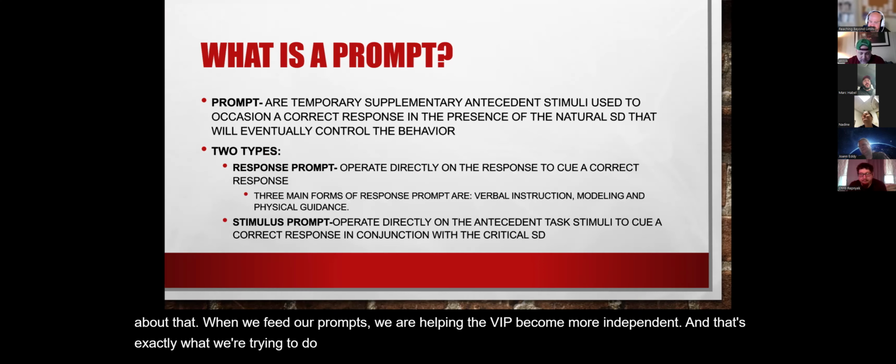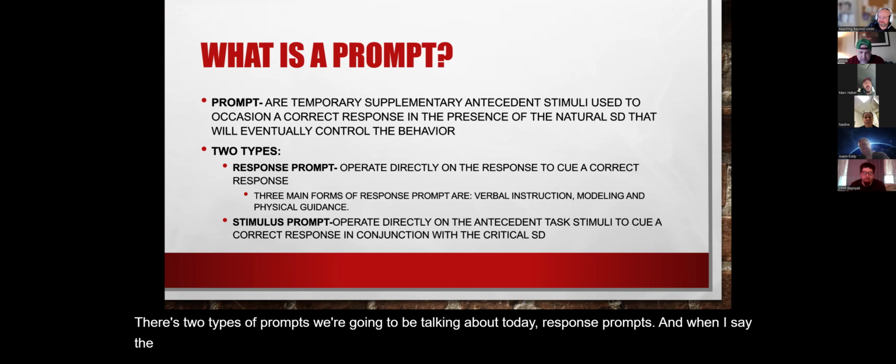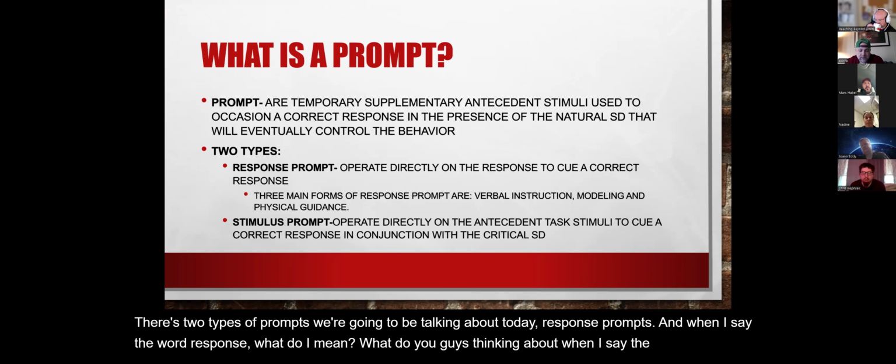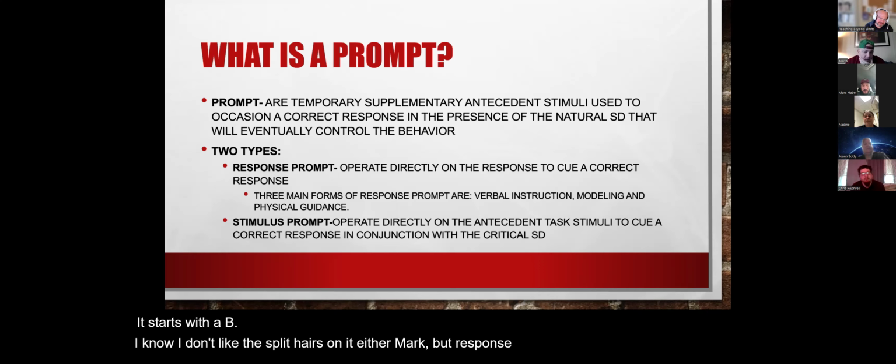There's two types of prompts we're going to be talking about today, response prompts. And when I say the word response, what do I mean? What are you guys thinking about when I say the word response? It starts with a B. Yeah, I always think of response and behavior. I've flipped them. They're almost essentially the same thing. I know, I don't like to split hairs on it either, Mark. But yeah, a response is just a single instance of a behavior.